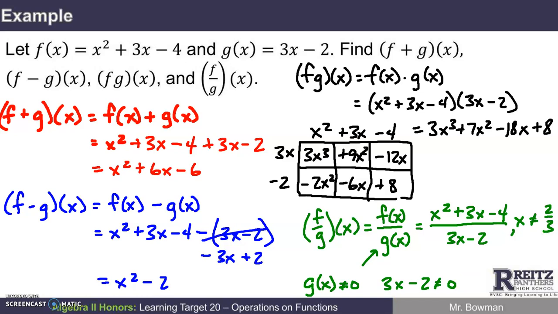So let me go back and hit my answers real quick. There are 4 in this problem with some highlighting. Here's my f plus g. Here's my answer for f minus g. Here's f times g. Here's my answer including that restriction for x values in the denominator on f divided by g.